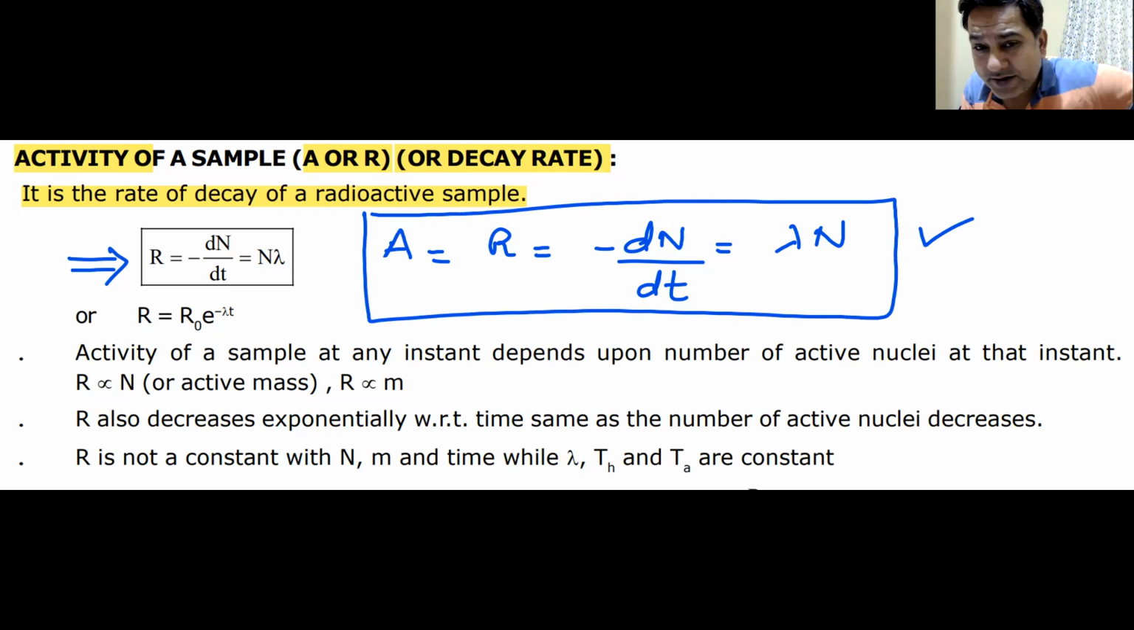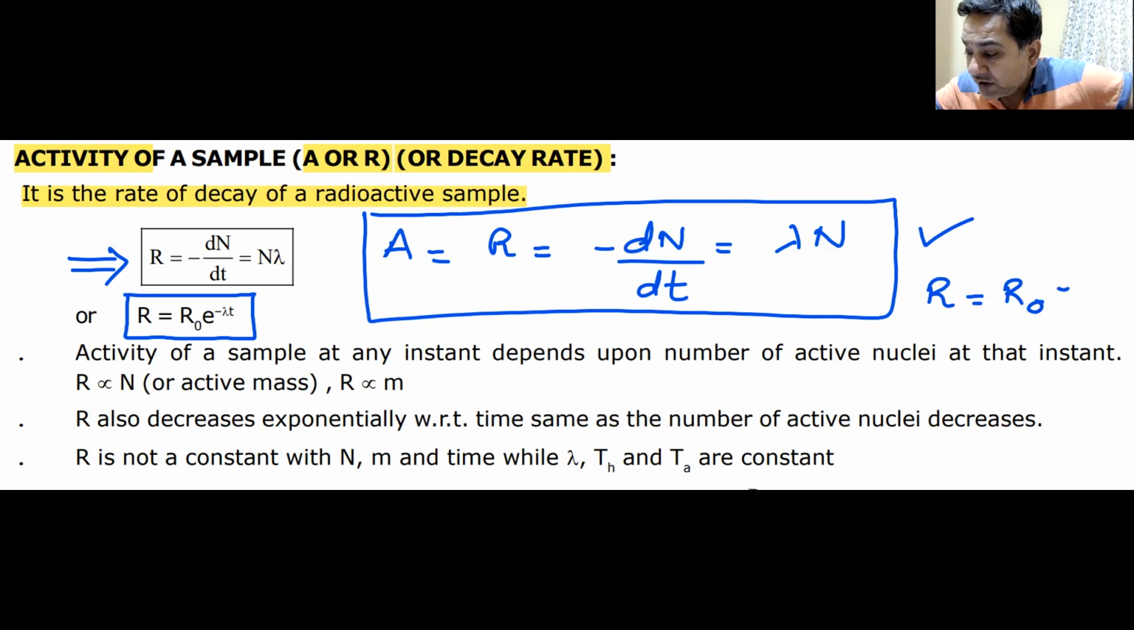The other formula for activity is exactly the same as what we had done for the number of nuclei. Remember, the number of nuclei present at any time is N equal to N naught e to the power minus lambda t. Yes or no? For activity, that formula becomes R or A equal to R naught into e to the power minus lambda t.